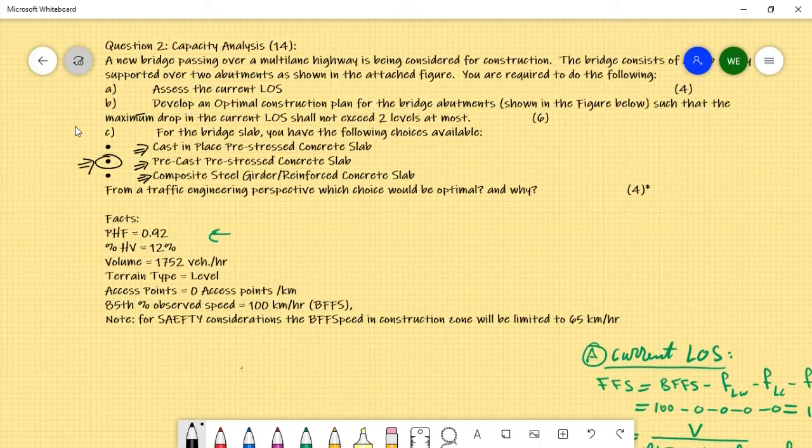First of all, this choice is ruled out because basically you need to have formwork, which will be complicated, to have it on the road. But the precast is much easier, by putting the slabs on top of the abutments and continuing, and maybe this one also, composite steel girder, but the first one is ruled out. Okay, any questions?